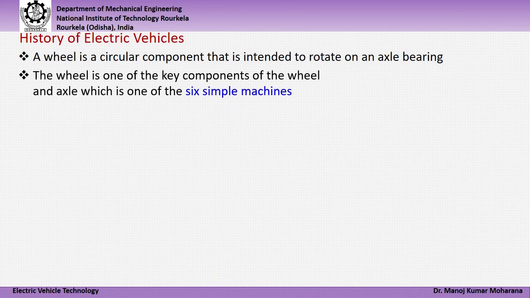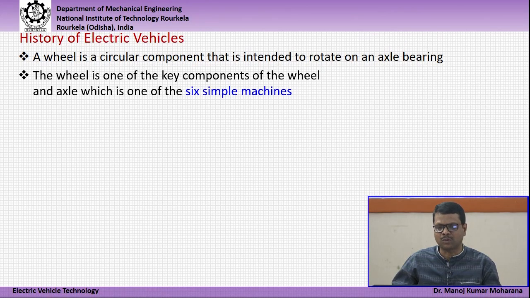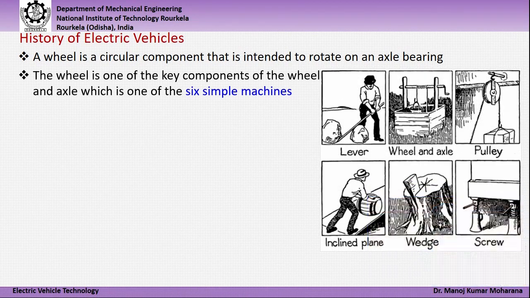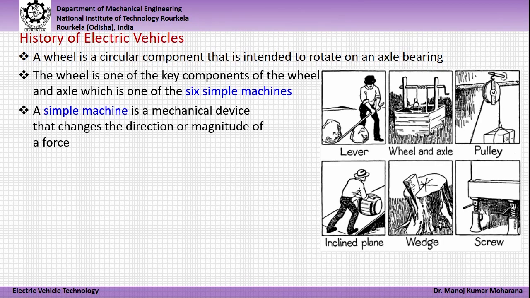A wheel is basically a circular component that is intended to rotate on an axle bearing, and the wheel is the most important component along with the axle, which is a part of the 6 simple machines. So, here on the right hand side you can see the photographic representation of 6 simple machines, which includes a lever, a wheel and axle, a pulley, an inclined plane for taking a load up, a wedge to open anything or to lift something, and a screw jack to lift heavy weights.